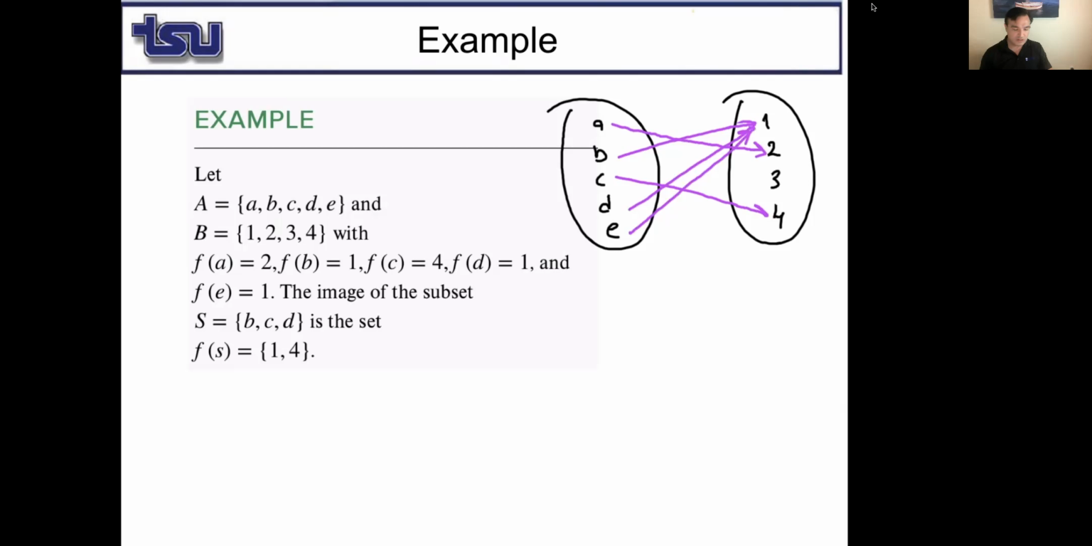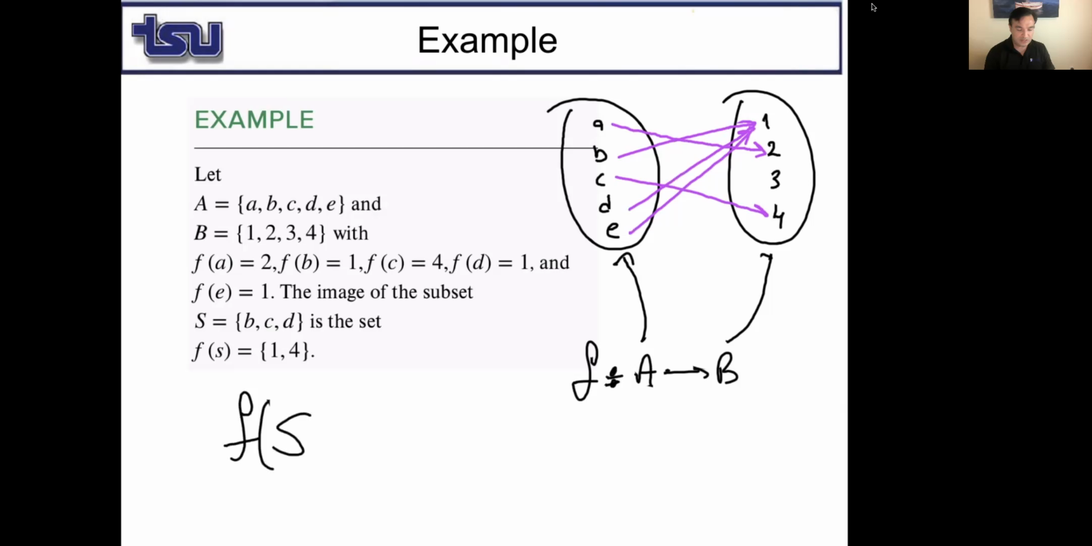So now the question is, what is the domain? If this is a function from A to B, A is the domain, B is the codomain, okay? What is the image of the subset B, C, D? In other words, asking f of set S. Well, if you remember, this is a subset of A. So basically it's asking what is the image of the subset B, C, D?